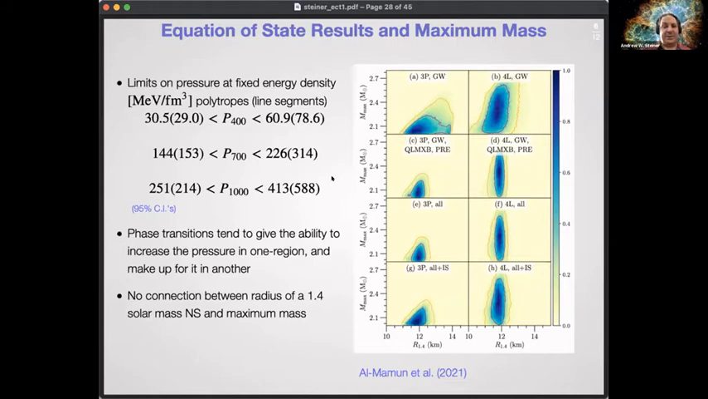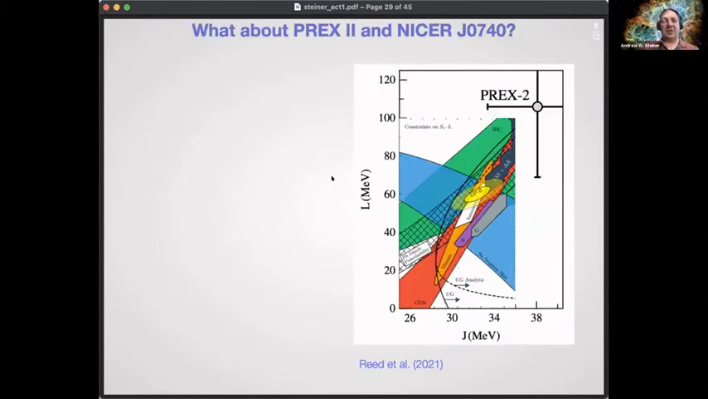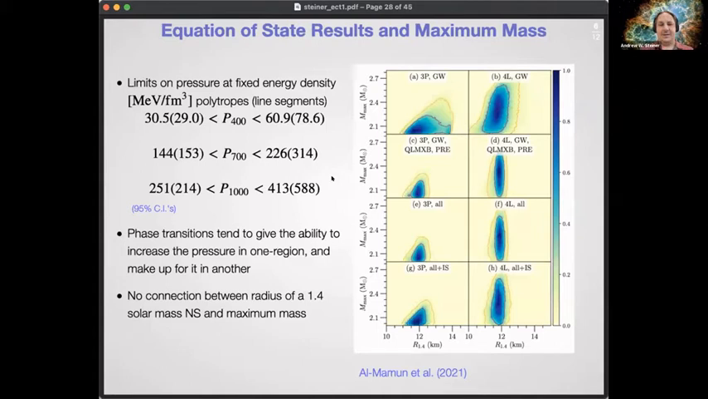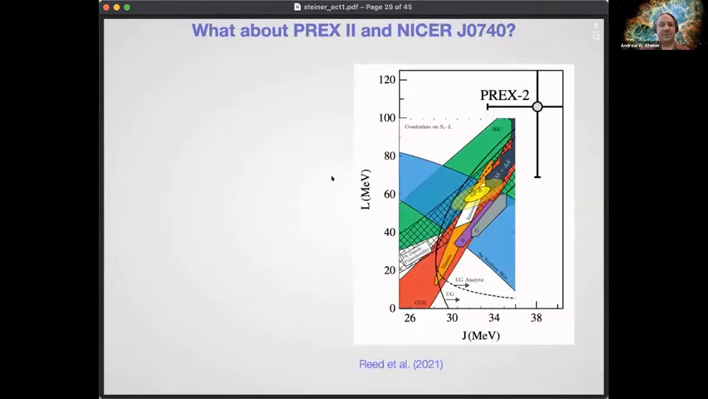I just wanted to explain the plot: there's no relation between the radius of a 1.4 solar mass neutron star and the maximum mass. And this is important because maximum mass is an important quantity for understanding the fate of a neutron star merger, but it's very difficult to extract that information just from radius data alone. Okay, there's other ways to do this.